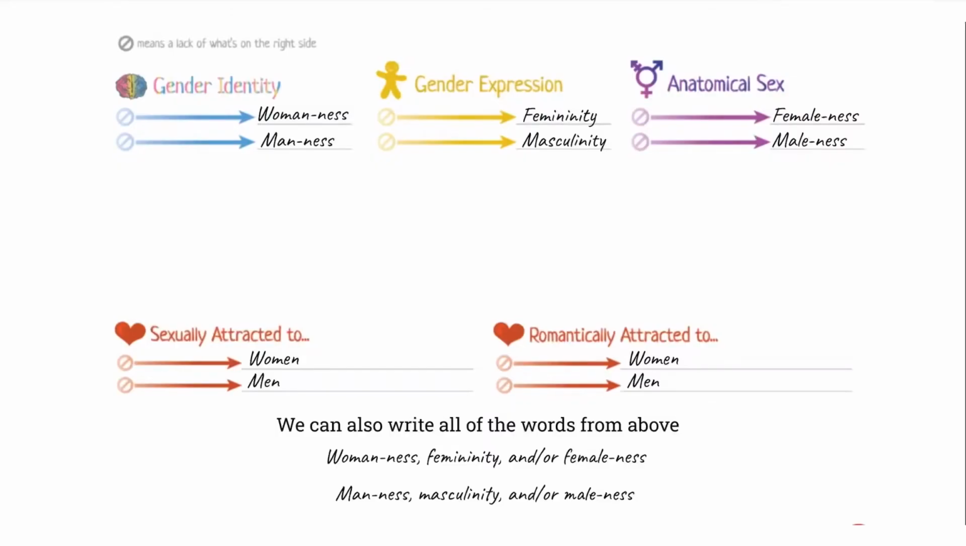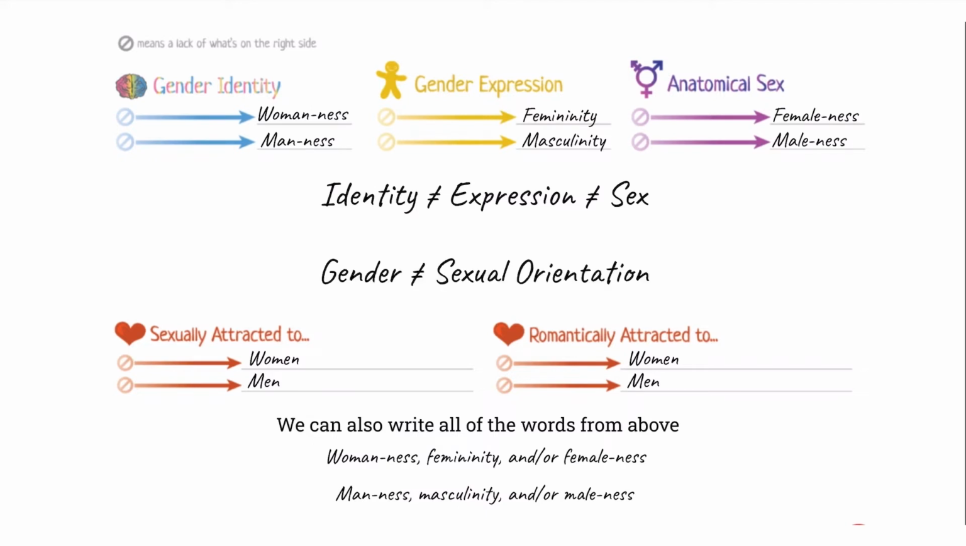To highlight this, we want to use the blank space between the gender and sexuality scales to write two things. Identity does not equal expression, does not equal sex. And gender does not equal sexual orientation. As we said at the beginning, the Genderbread is a model that shows us how complex gender and sexuality are in our current society, not the ideal world we would want to live in.